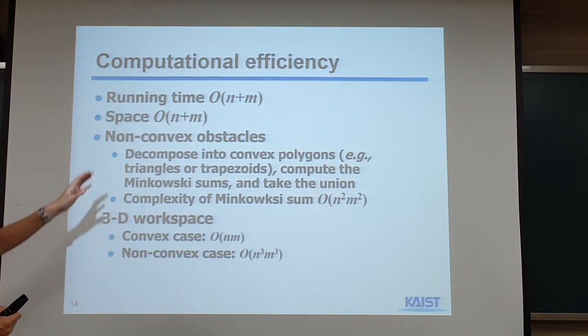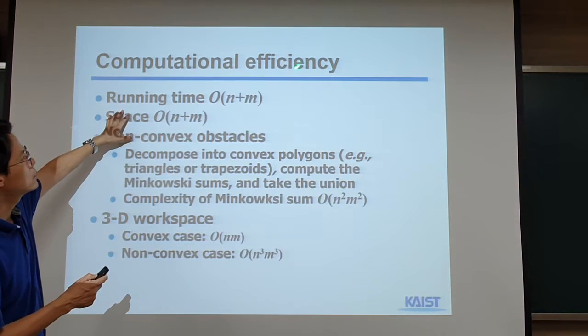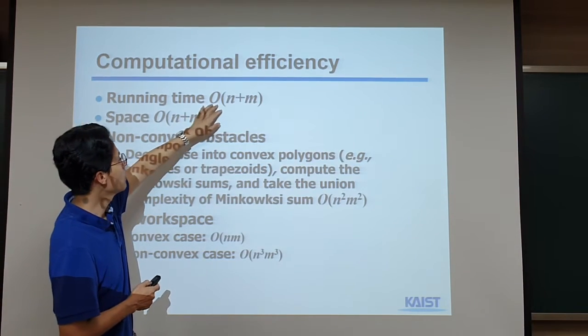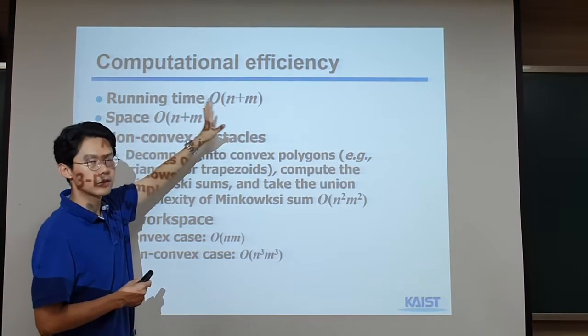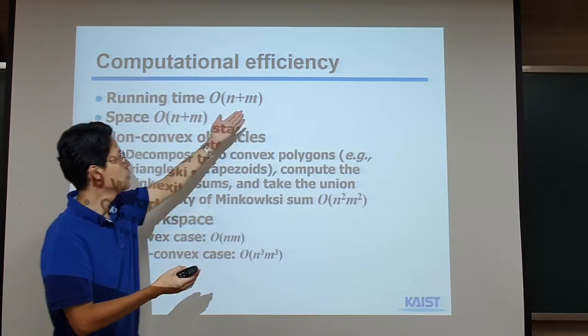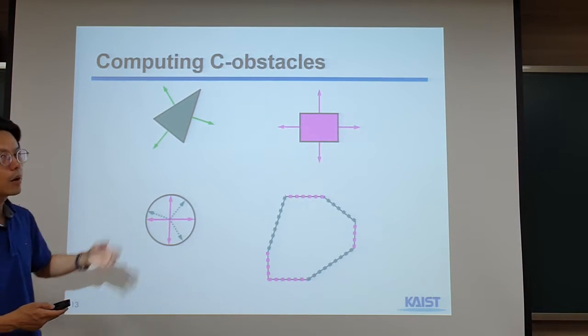But anyway, in the simple 2D case, the running time of the Minkowski sum turns out to be big O of n plus m. N is the number of vertices on one object, and m is the number of vertices on another object. But here we assume that it's convex, right?